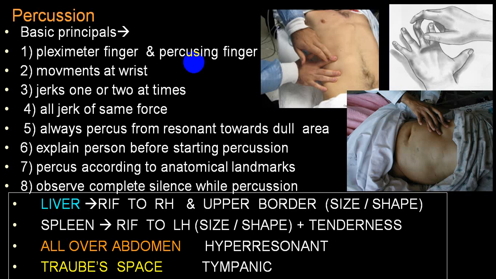And for the percussing finger we usually use an index finger or a middle finger. Again, whichever is comfortable to you. By and large, the person uses either the middle finger or the index finger for percussion. When you are giving a jerk with the percussing finger, it is with the movement at the wrist. At a time, you give one or two jerks. All jerks should be of the same force.